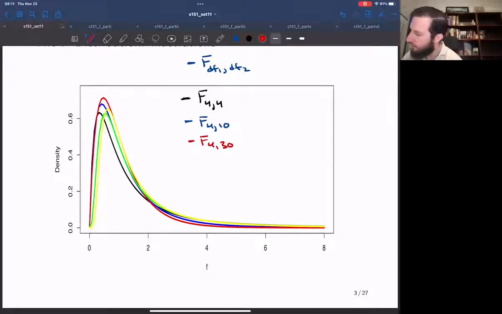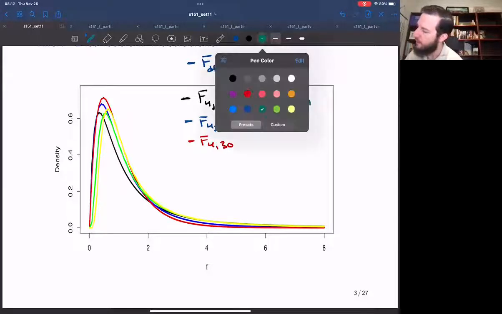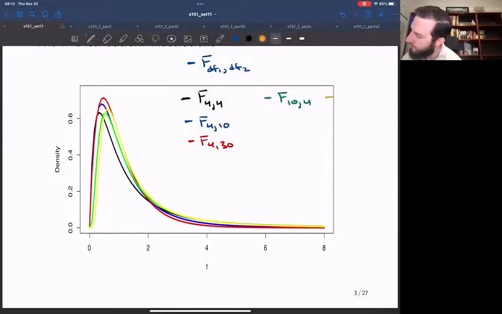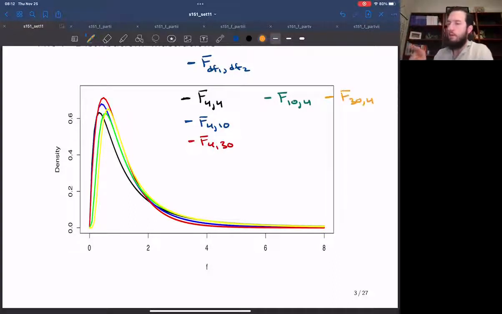Then we also have a green curve. With the green curve, what we're going to do is change the first degree of freedom. And then we have a yellow curve. I'm going to use this color to try to make it a little more clear. We'll change the second. So you can see that when you change the first degree of freedom, this pushes the peak over to the right. So the second degree of freedom is the up and down of the peak, and the first degree of freedom is the left and right of the peak. So first is horizontal, second is vertical.